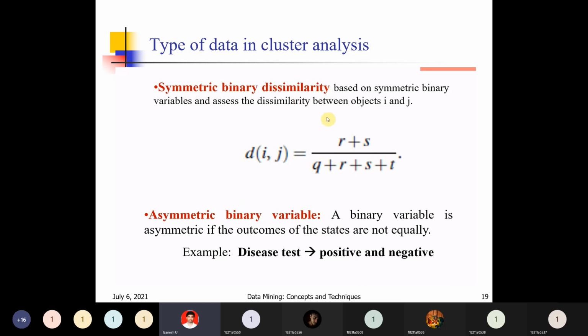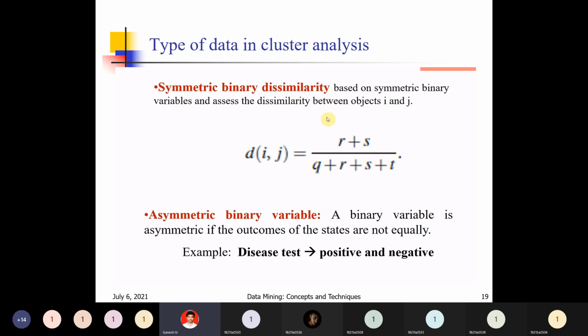Symmetric means male, female, gender. That is the correct example, gender. The correct example for asymmetric is a disease test. Positive or negative, those are completely different. Here, gender male, female, both are equal. Whichever value you place, no problem. So to find the dissimilarity between symmetric binary attributes, this is the formula: (r + s) / (q + r + s + t).